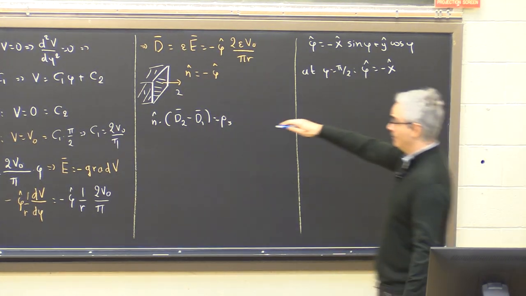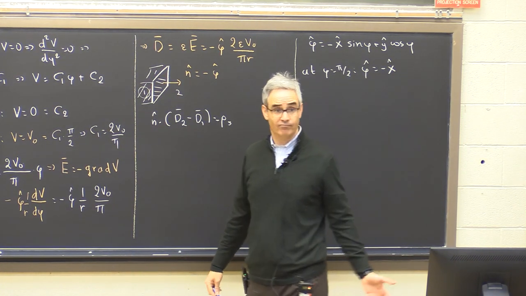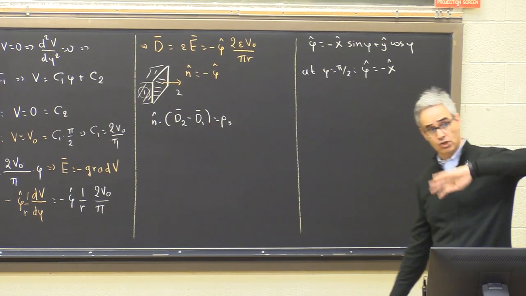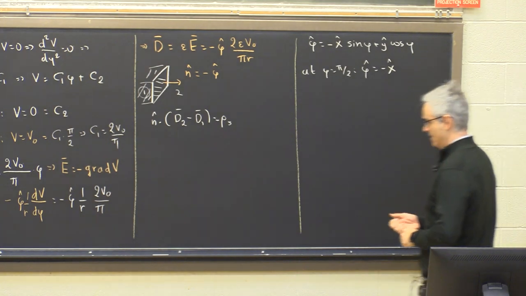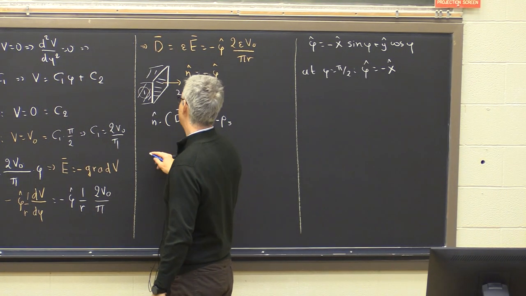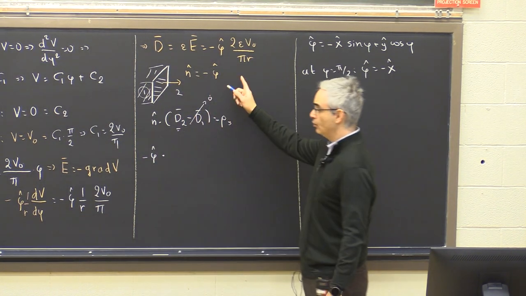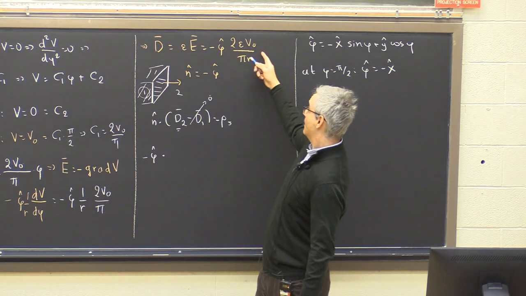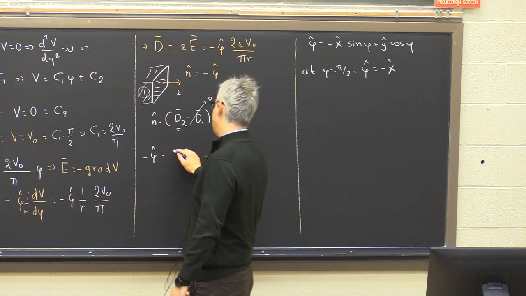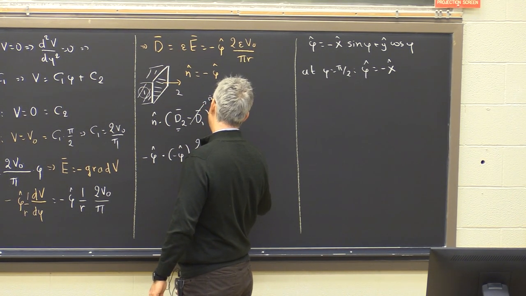However, D1 is the electric flux inside the conductor, which is 0. Inside the conductor, there is no flux. There is no field. There is no flux. All the charges on the conductor go to the surface. So this is 0. This n hat unit vector, as we said, is minus phi hat. This D2 is the D vector right here on the conductor. So that will be minus phi hat 2 epsilon v naught by pi r.